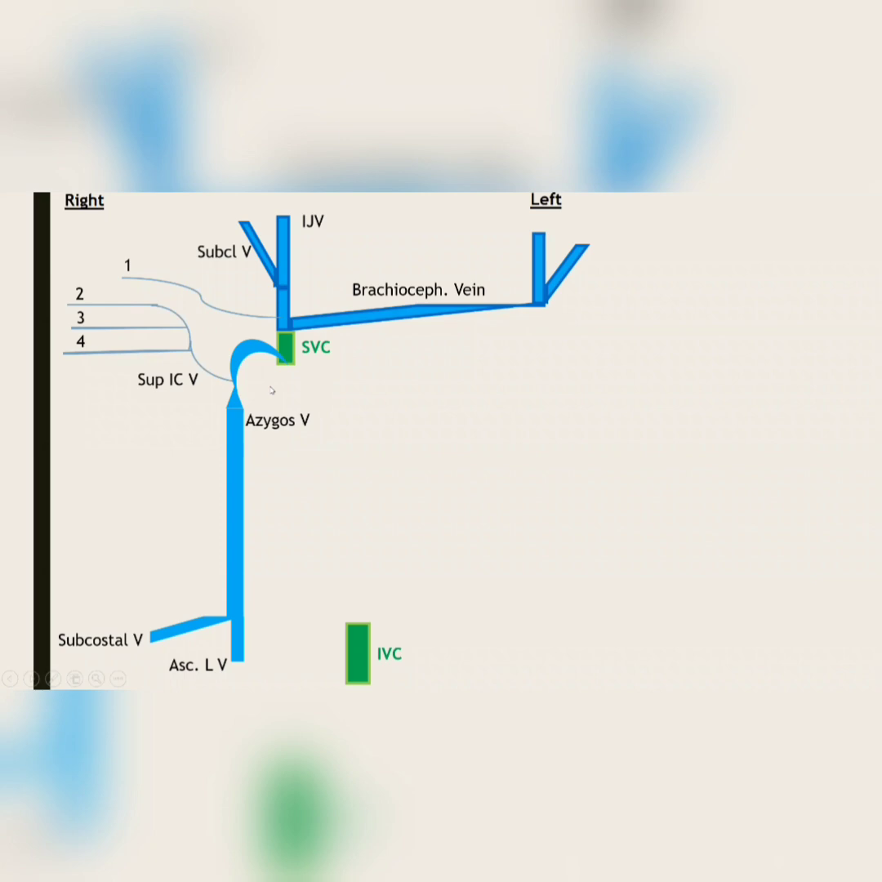So based on this diagram, can you guess where intercostal veins 5 to 11 will drain into? Okay, this remaining space. Can you just take a guess? The remaining intercostal veins on the right side, where will they drain into?